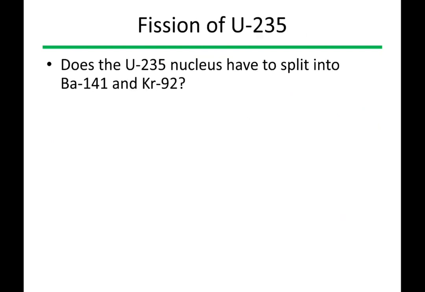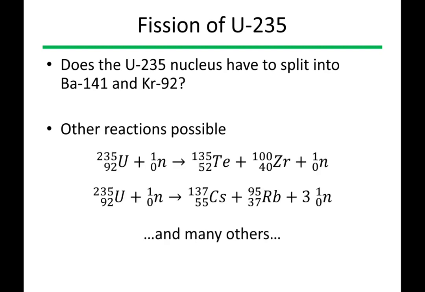Something else we might consider too for this reaction is if this uranium nucleus necessarily has to split into barium and krypton. And no, it doesn't. There are plenty of other reactions that are possible as long as the mass number and the number of protons is balanced across all of these. These are viable reactions. They may not be the most abundant, but these can all happen as a possible fission reaction. And as long as the final mass is less than the initial mass, these will all release some energy.